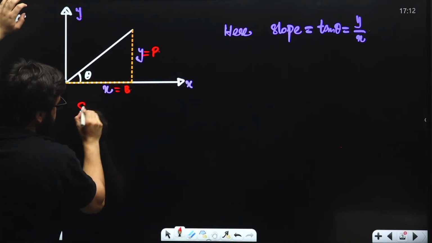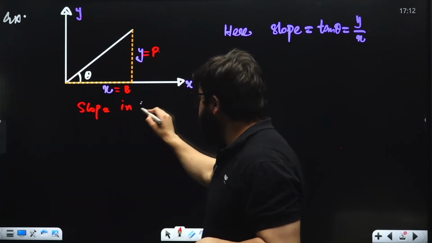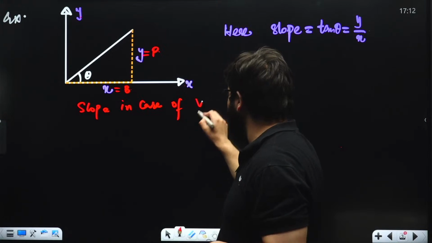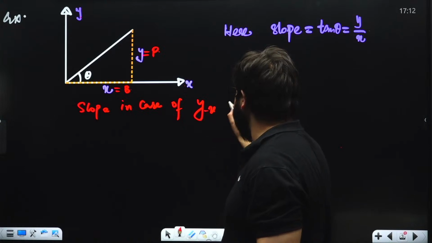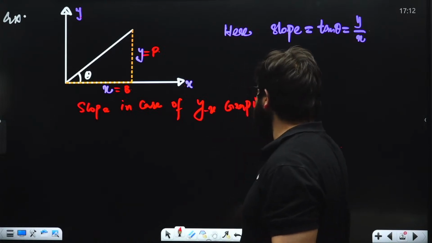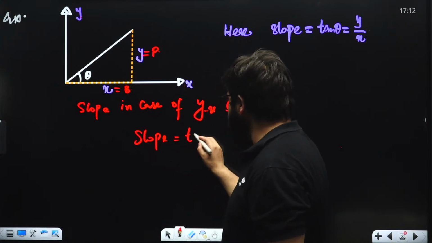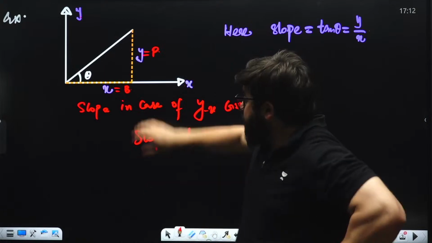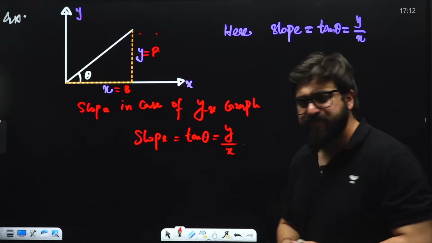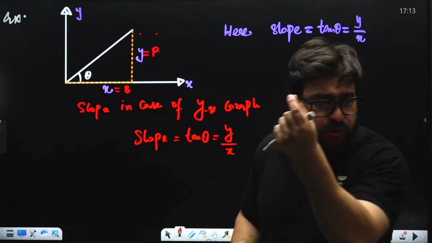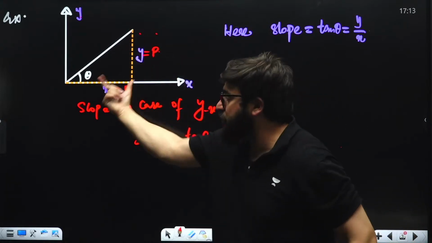And if somebody asks you what is the slope in case of a y versus x graph, can I say in this particular case, sir, slope is simply tan theta. And tan theta is perpendicular by base. Over here it is y divided by x. As simple as that. So slope is y by x, because on this perpendicular you have got y, here you have got x.